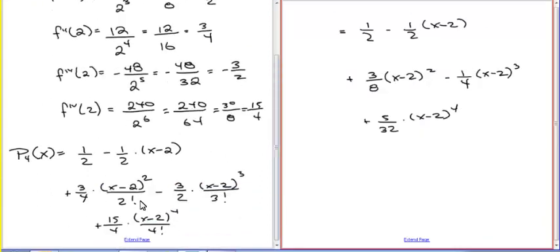Because 2 factorial is 2, so you get 3 over 4 times 2, that's 8. Here we get 3 over 2 times 3 factorial. 3 factorial is 6, so you get 3/12, which is 1/4. And here we have 15 over 4 times 4 factorial. 4 factorial is 24 times 4 is 96. So you can divide both 15 and 96 by 3, and it simplifies as such.